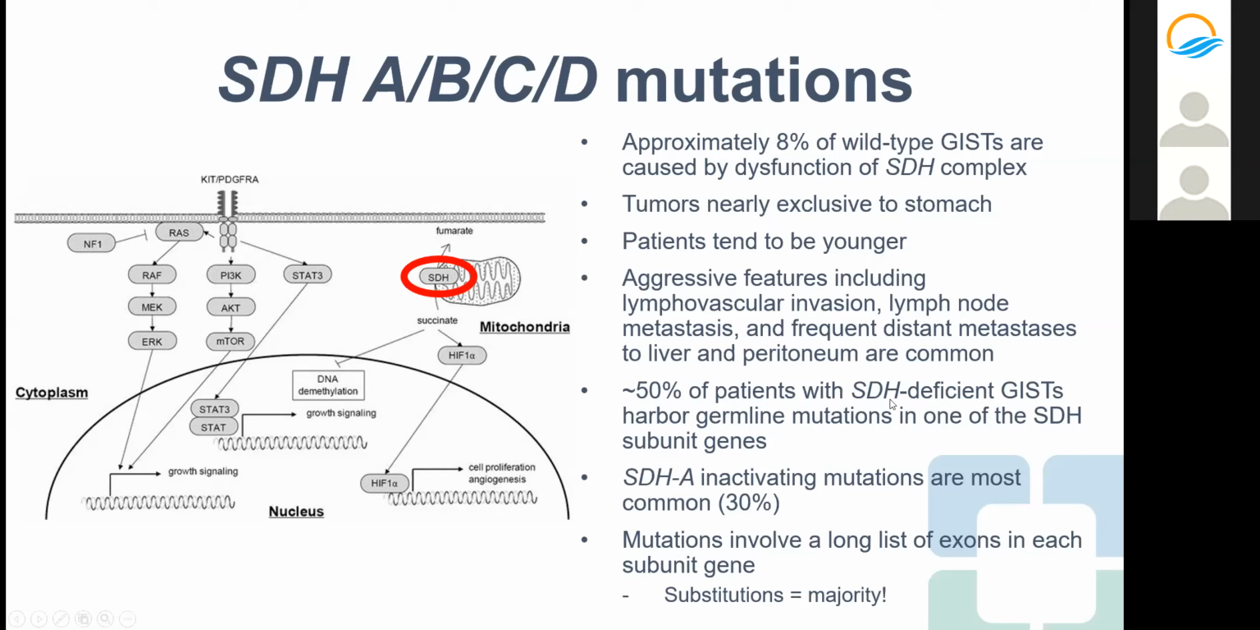Ultimately, about 50% of SDH deficient GIST patients do harbor germline mutations, and it's most commonly the A subunit that is inactivated. For SDH complex, there are a total of 4 subunits that work together to result in this signaling you see here, the A, B, C, and D subunits. Mutations can occur in a long list of exons in each one of these different subunits, but the vast majority of the mutations that occur are substitution type mutations.